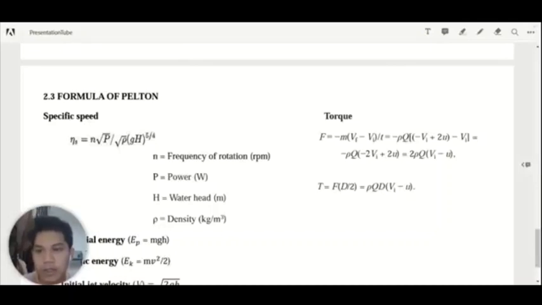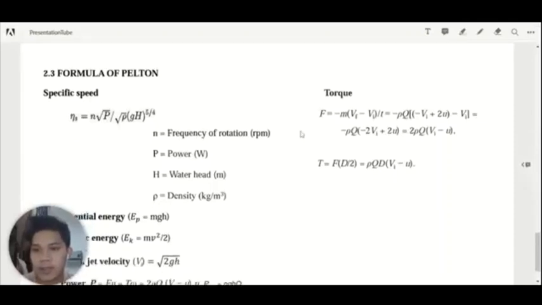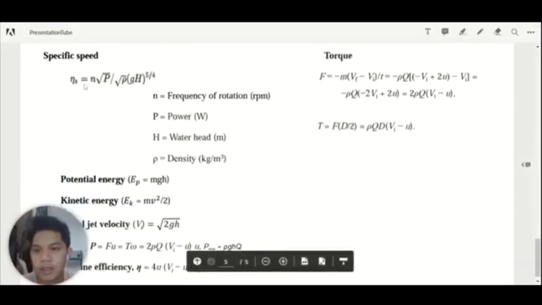For the Pelton formulas, the first one is the specific speed, and this is the formula that we are going to use to find the specific speed, which is the frequency of rotation. We multiply it with the square root of power, and then we divide it with the square root of density multiplied by gravitational acceleration and water head to the power of 5 over 4.